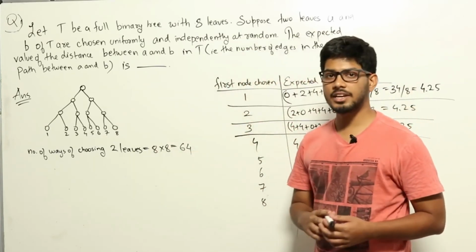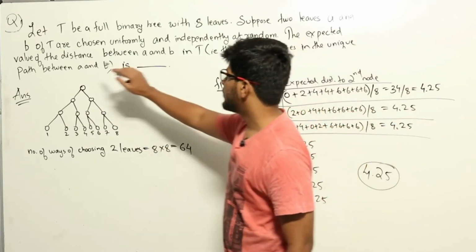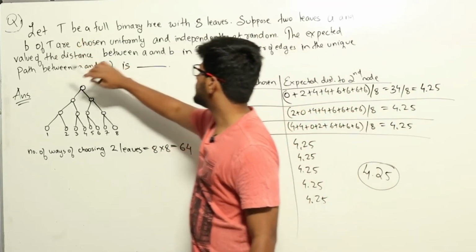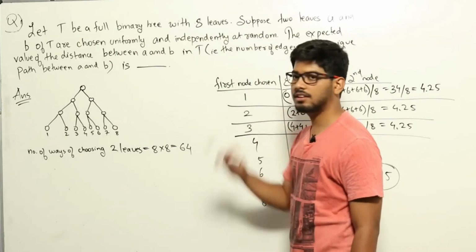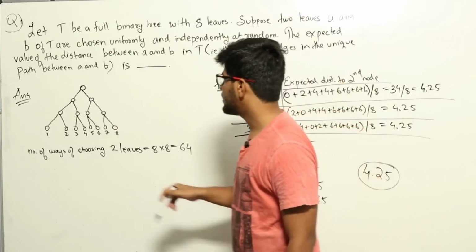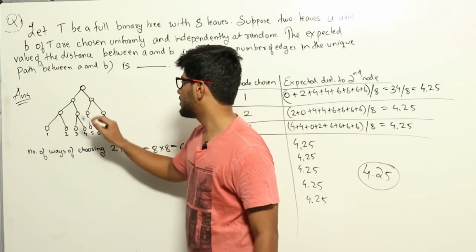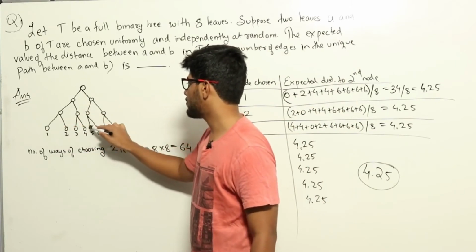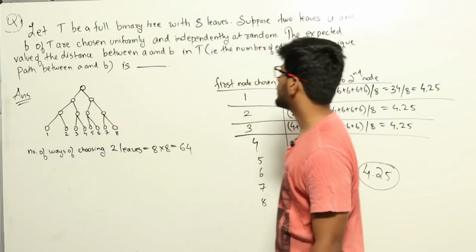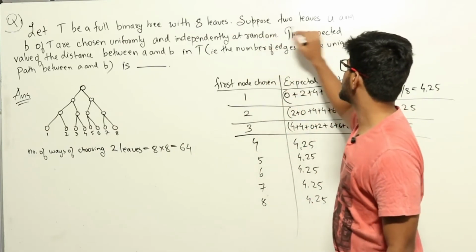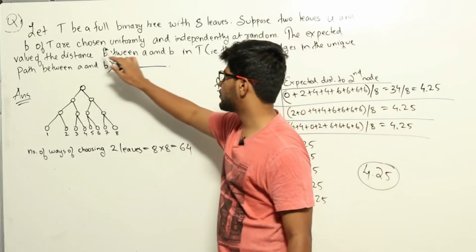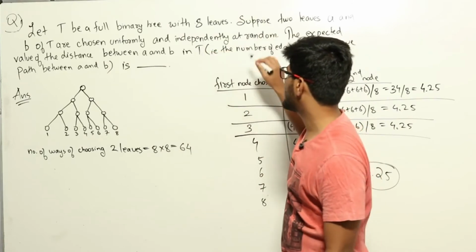So this is a question from data structures. Here they are giving us a tree T, which is a full binary tree with 8 leaves. A full binary tree with 8 leaves will look like this. This particular tree is full and it has 1, 2, 3, 4, 5, 6, 7, 8 leaves here. Now they are saying suppose two leaves A and B of T are chosen uniformly and independently at random.